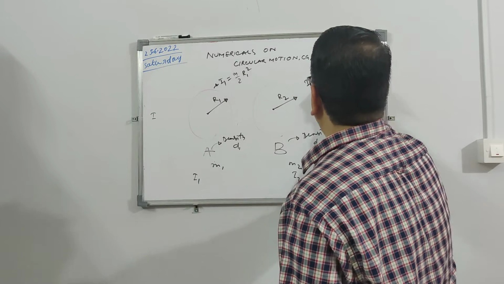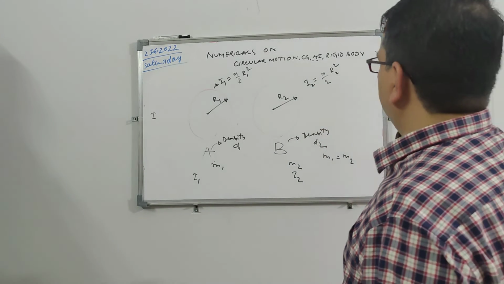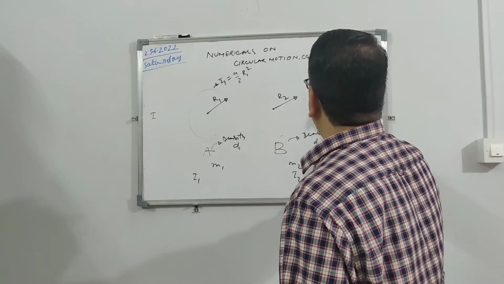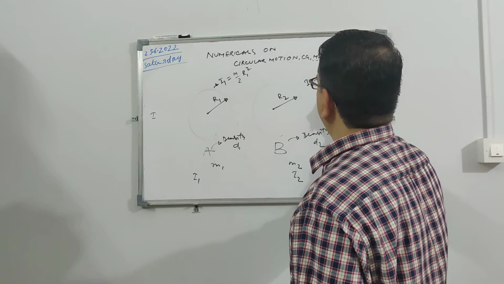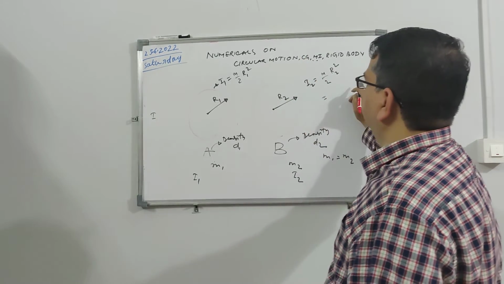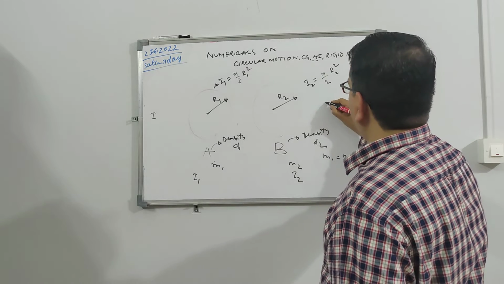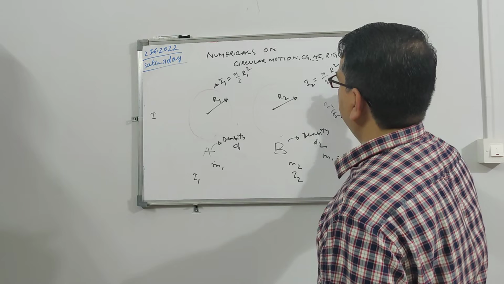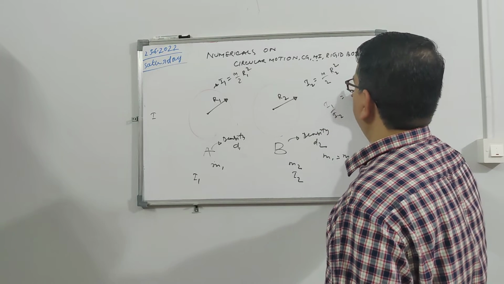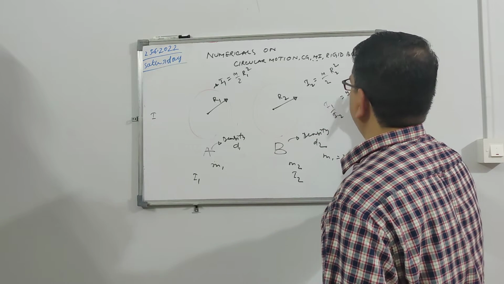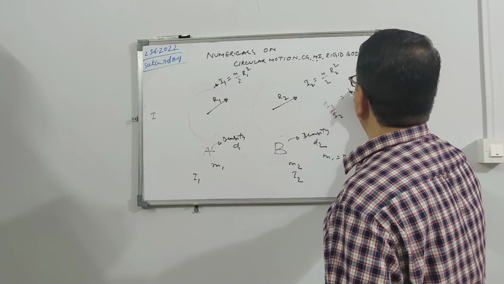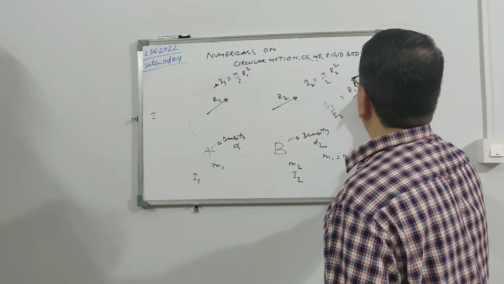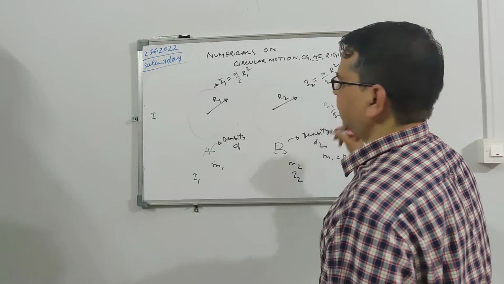They've told that the radius is different. So now we know that I1 by I2 is equal to R1 square by R2 square. M by 2 cancels out, since the mass is the same. So this is just R1 square by R2 square. That's the relationship.